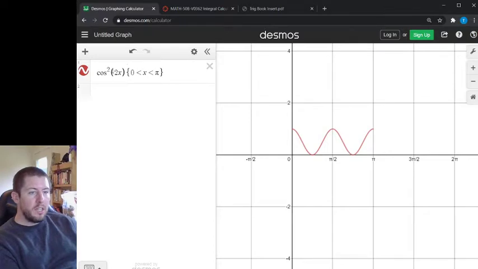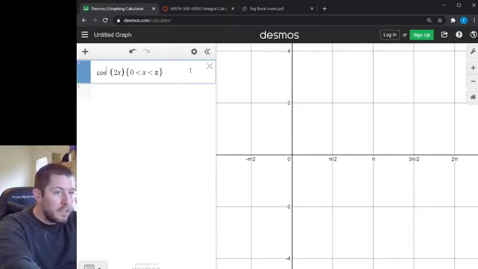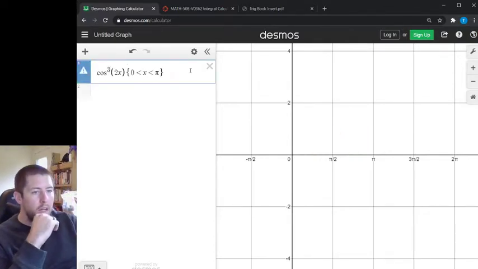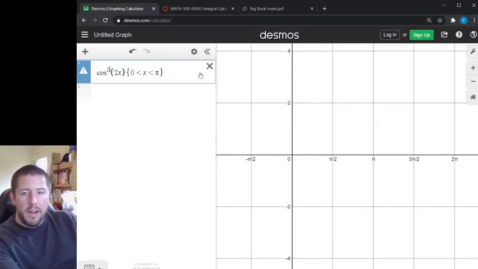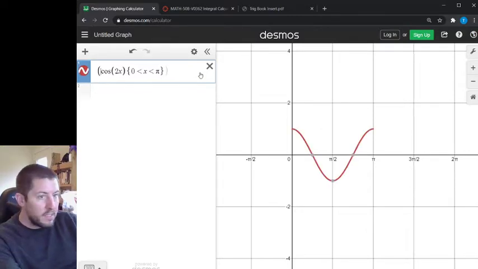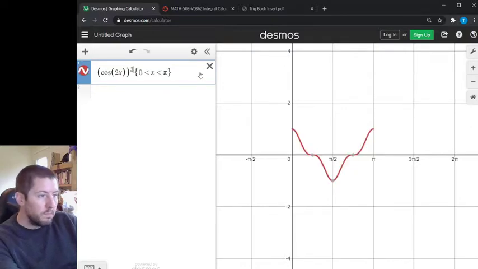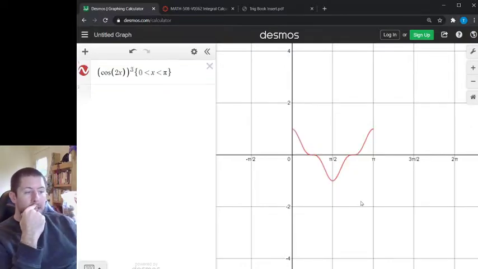I just want to change this now to cosine cubed. Desmos doesn't like doing any powers other than squaring, and -1 actually is a power. So you've got to write this as cosine of 2x and then cube it. And what I'm seeing here is that it looks like we're going to get the same thing that we saw for cosine of 1x, right?